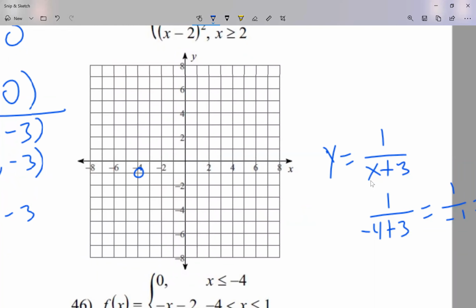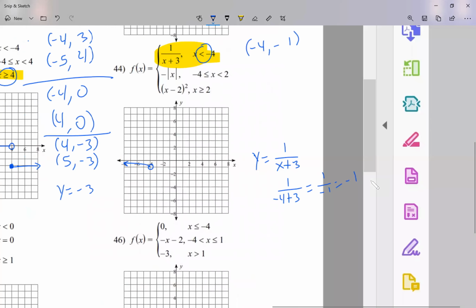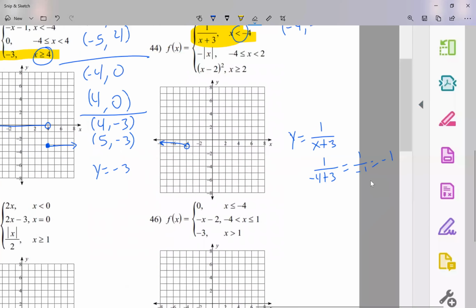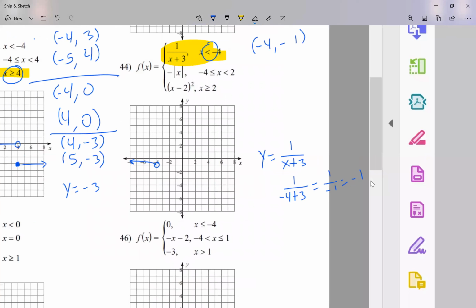I know this is trying to approach the x-axis, and I'm going to graph this approaching the x-axis like that. Once you have a very good idea how the graph looks like, just graph it.